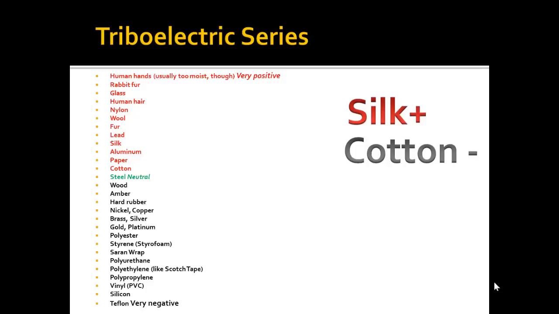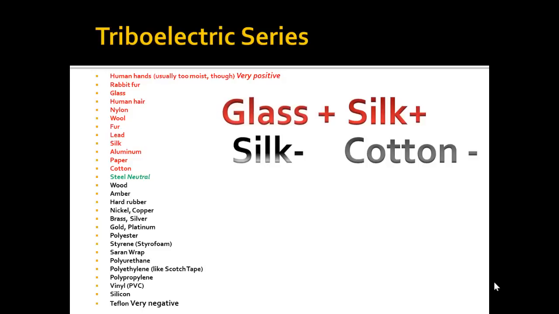Now, if you take silk and rub it against glass, the silk is now negative compared to the glass. So the relationship of plus to minus is determined by where they're at on this list. The higher on the list, the more positive. The lower on the list, less positive.